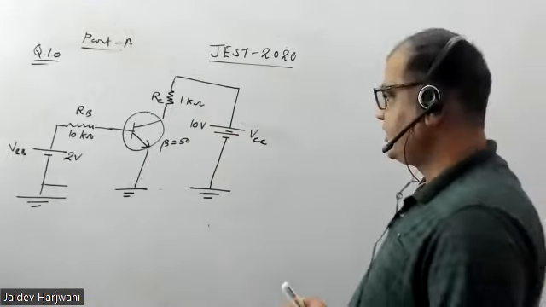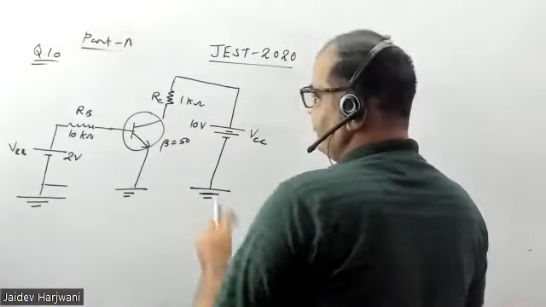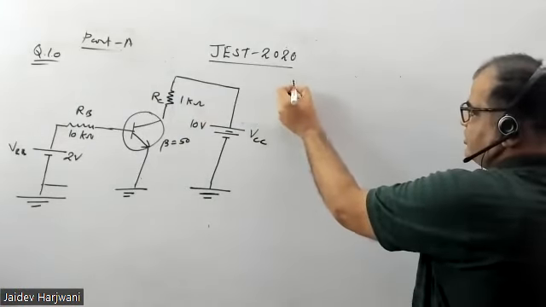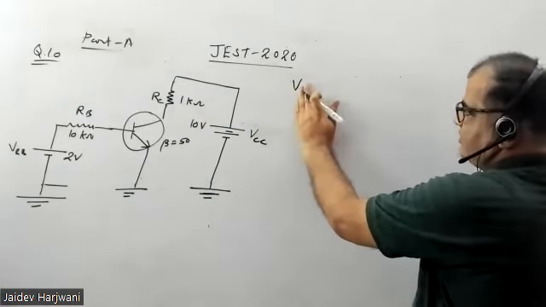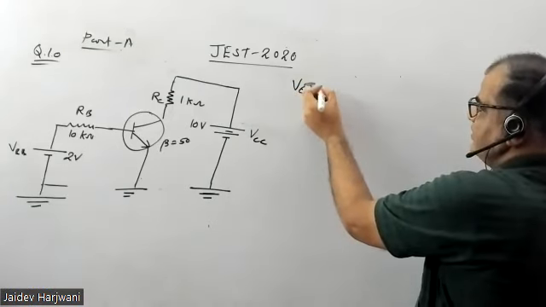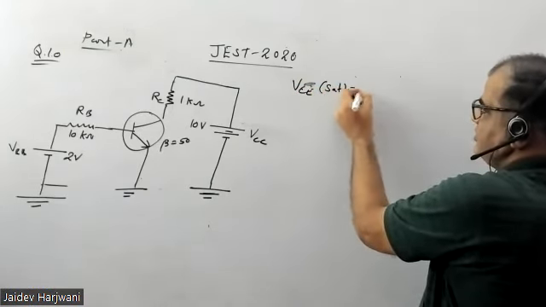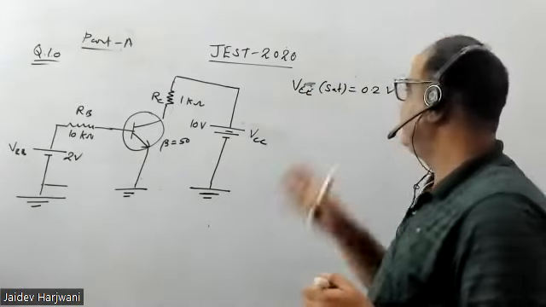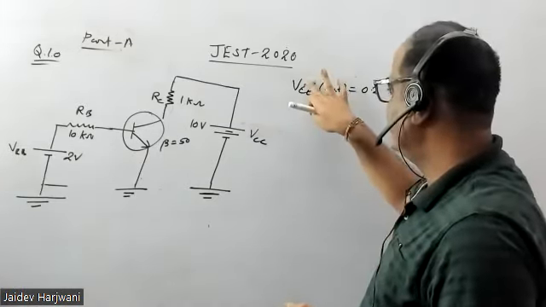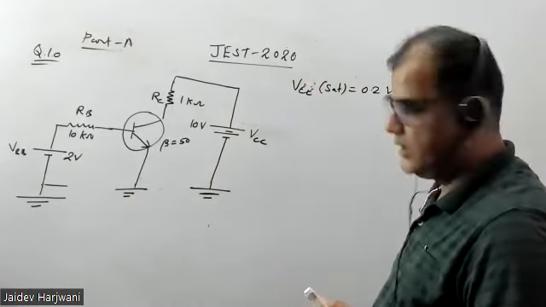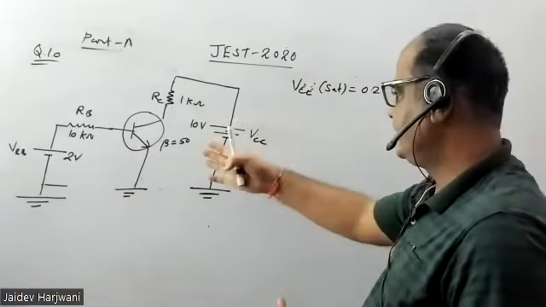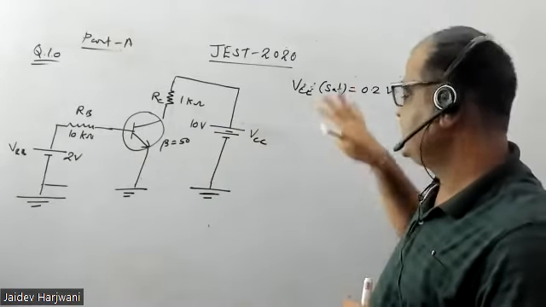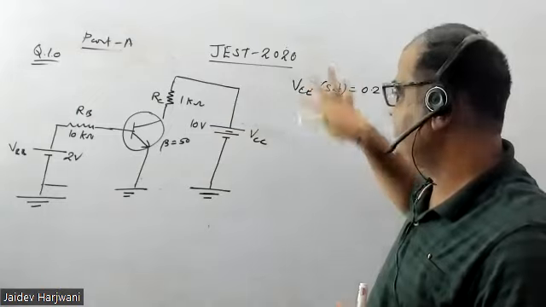In order to solve this question, they have given the beta value 50, and they say to assume that the VCE value for saturation is 0.2 volt. So if our VCE value is greater than 0.2 volts for an NPN transistor, then obviously it will not be in saturation, it will be in the active region. So we have to find out the exact value of VCE.